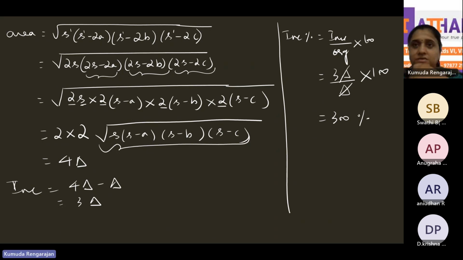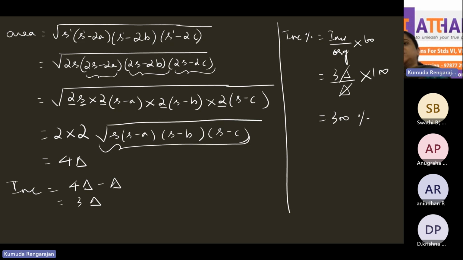All right. So what is the procedure? You must have the original area. Then you must find the new area. Original area is delta. New area is 4 delta. Once you have the original area and the new area, then you should find the increase in area. Increase in area is the new area minus the original area: 4 delta minus delta, 3 delta.